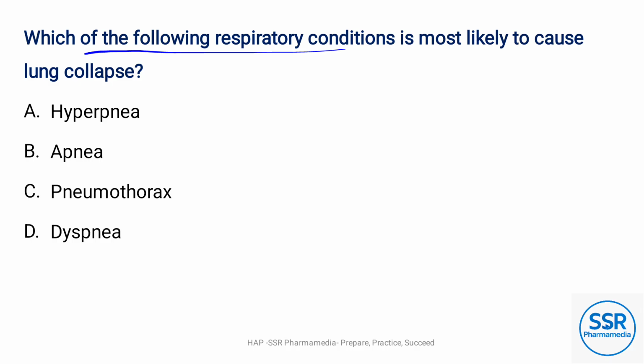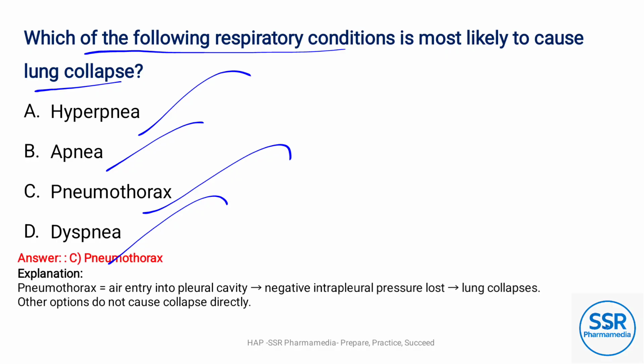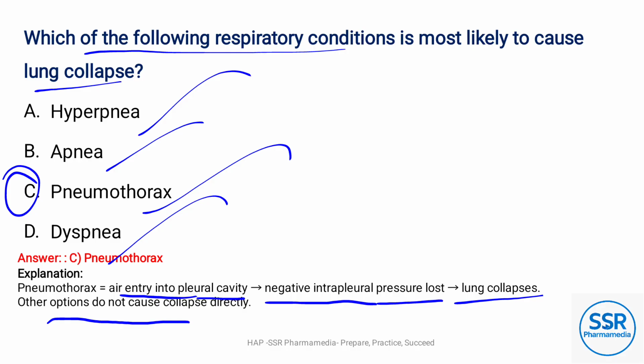Next, which of the following respiratory conditions is most likely to cause lung collapse? Option A, hyperpnea. Option B, apnea. Option C, pneumothorax. Option D, dyspnea. So the answer is option C, pneumothorax. Pneumothorax is air entering the pleural cavity. Negative intrapleural pressure is lost, and due to that the lungs collapse. The other options do not cause collapse directly.